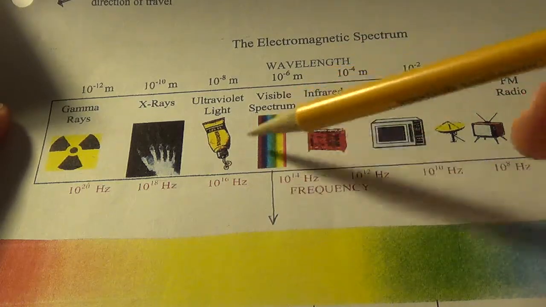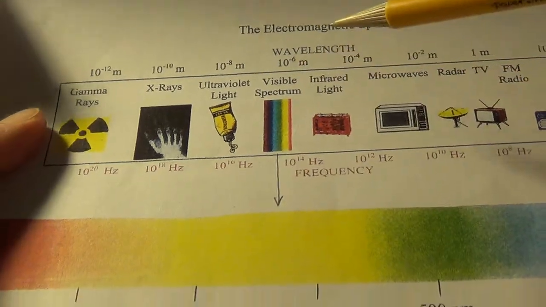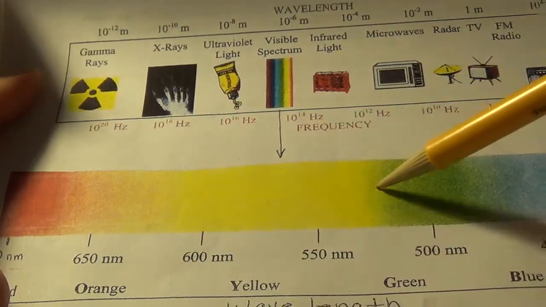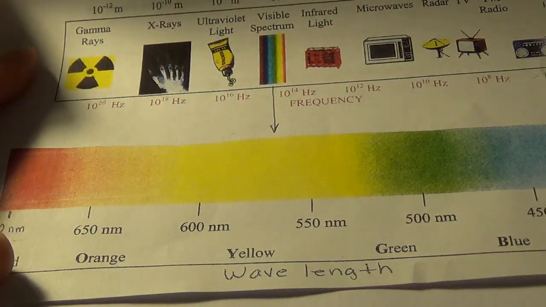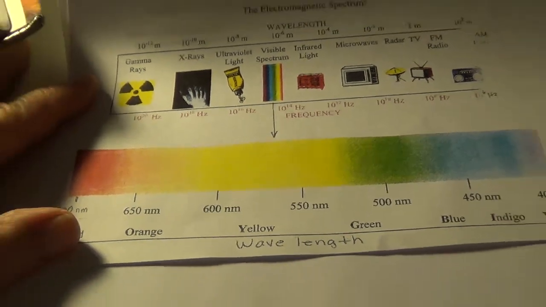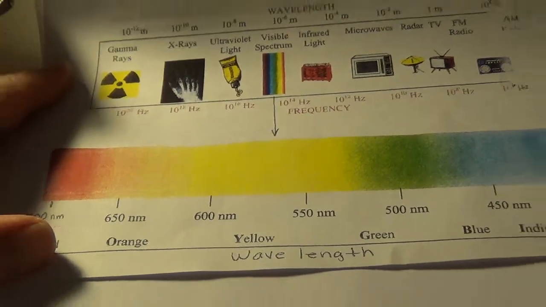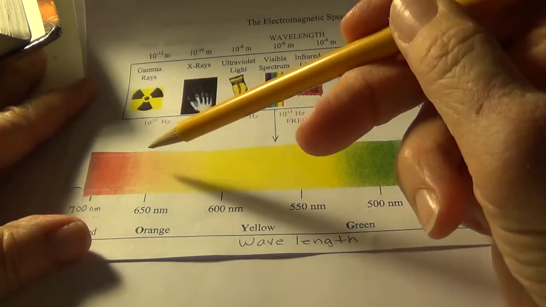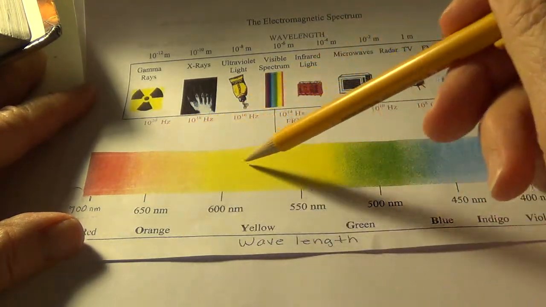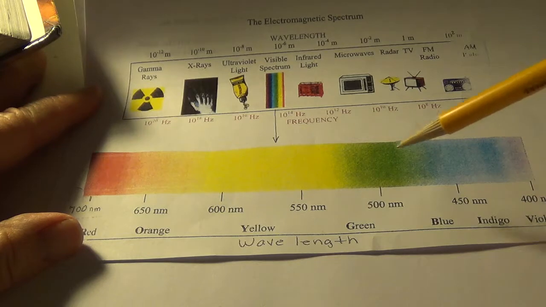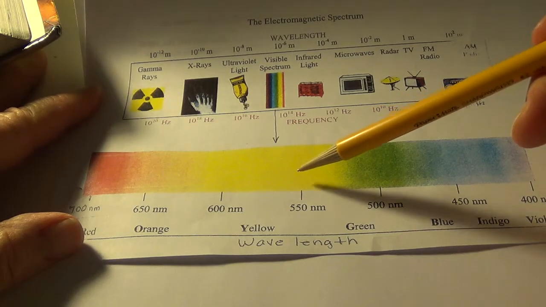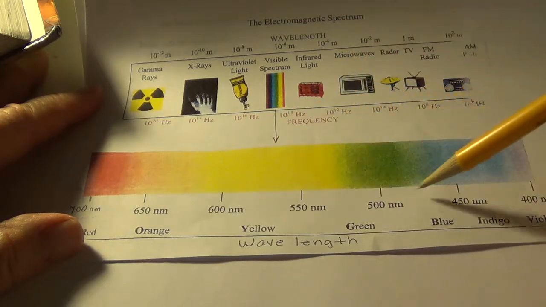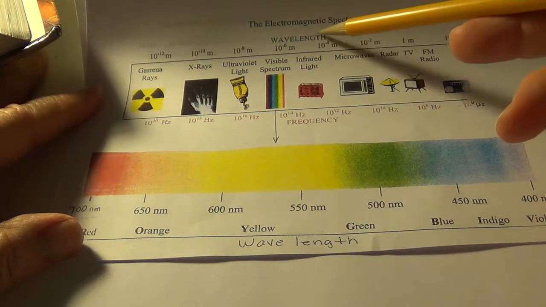The only one we can pick up is right here in what's called the visible spectrum. So I took that and spread it out down here so you can see in more detail some ideas about visible light. So here on this section, I did not list the frequency, I listed the wavelength.